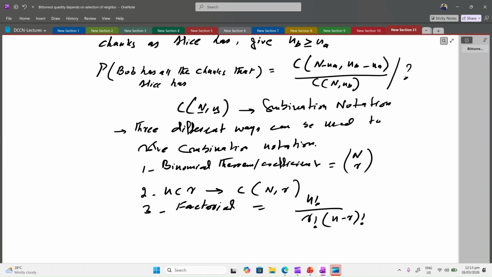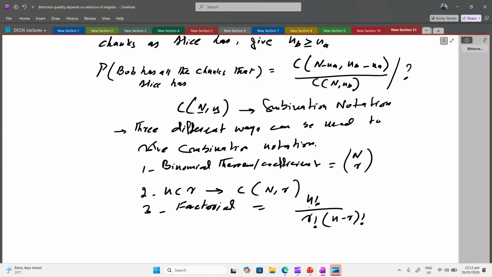So just want to explain that this probability is based on combination notation, selecting n number of chunks out of total n chunks. And the combination notation can be solved using binomial theorem or nCr function or factorial, where n factorial divided by r factorial into n minus r factorial.